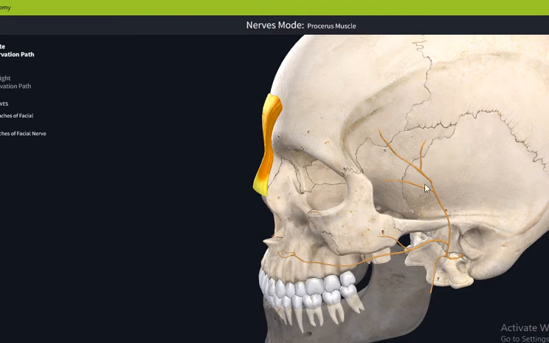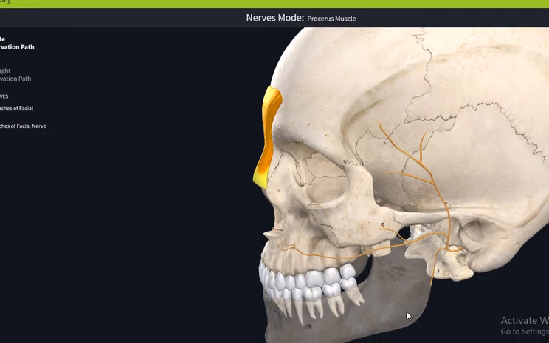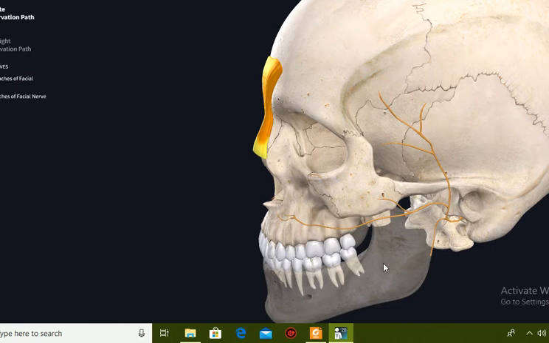we need to know that the facial nerve divides into 5 portions. We have one portion above, the temporal portion, one portion here is the zygomatic portion, one portion here is the buccal portion, one portion down is the marginal mandibular, and the last portion is the cervical portion.